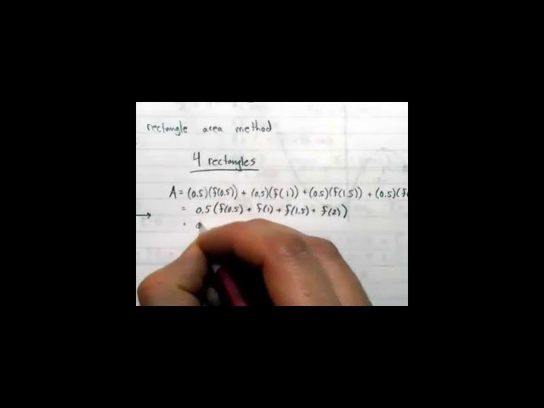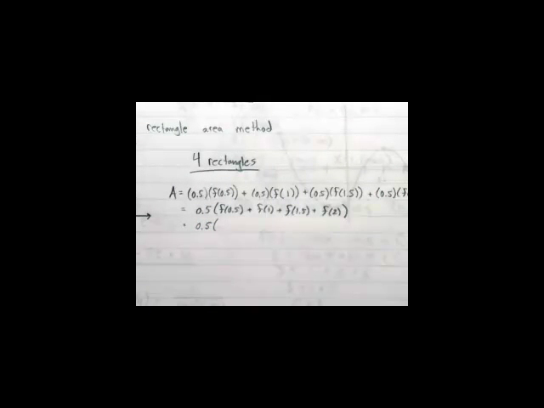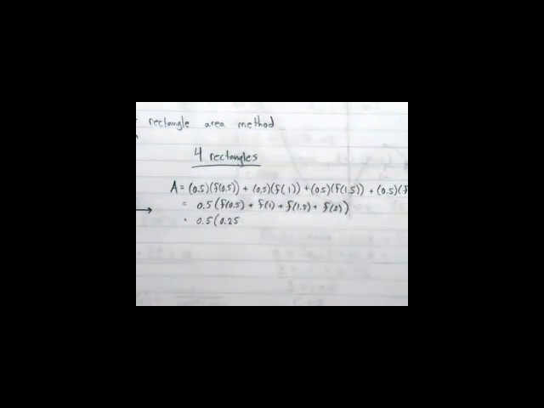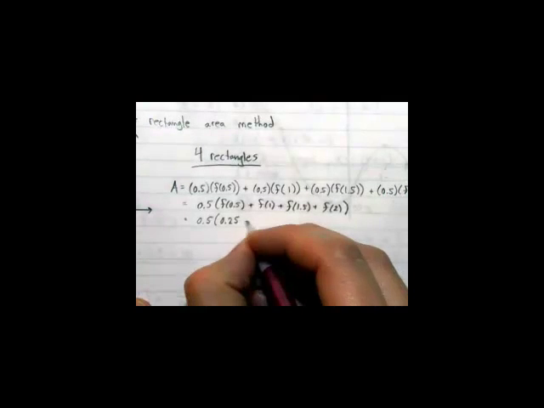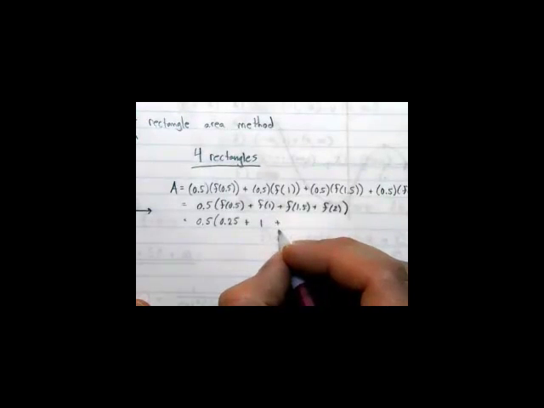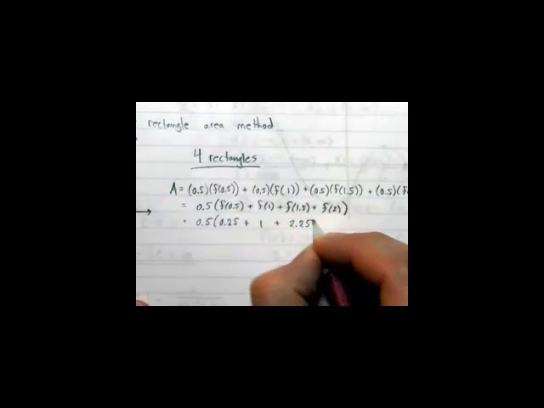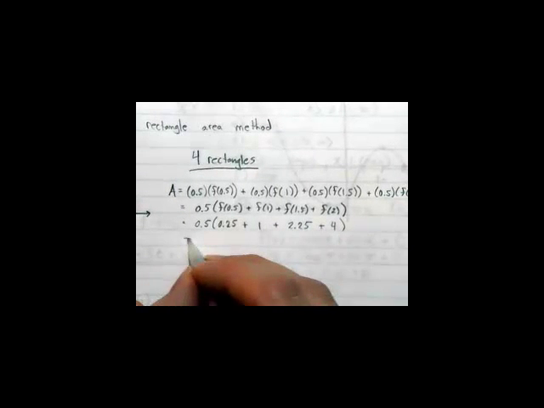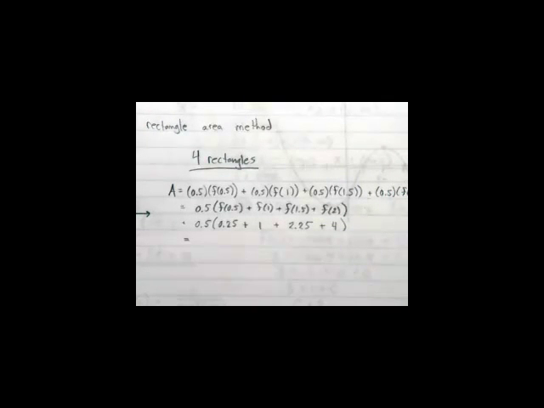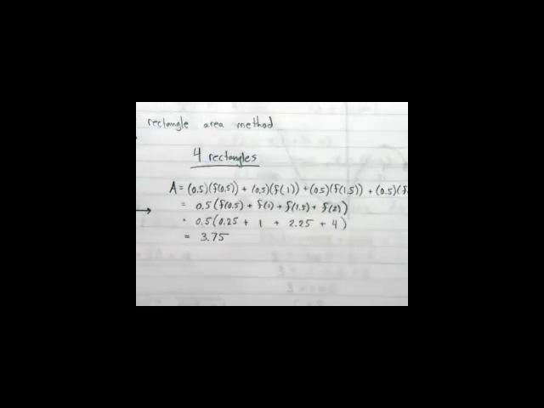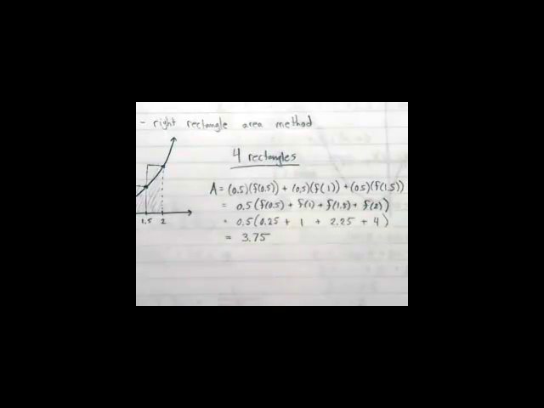So let's see what that is. F of 0.5. Remember, it's just x squared is the function, right? So we're just plugging those numbers into x squared. F of 1 would be 1. F of 1.5, that comes out to 2.25. And f of 2, 2 squared, 4. All right, crunch the numbers on that, and we end up with 3.75. So that's our estimation for the area under that curve using the RAM method.